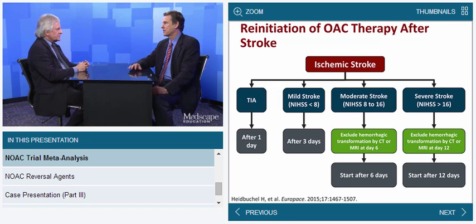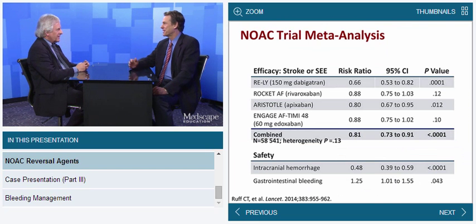Terrific. Okay, well then the question is, which agent? What are you going to give this patient? Are you going to start warfarin? Is there going to be a bridge with heparin therapy? Is it going to be one of the newer agents?